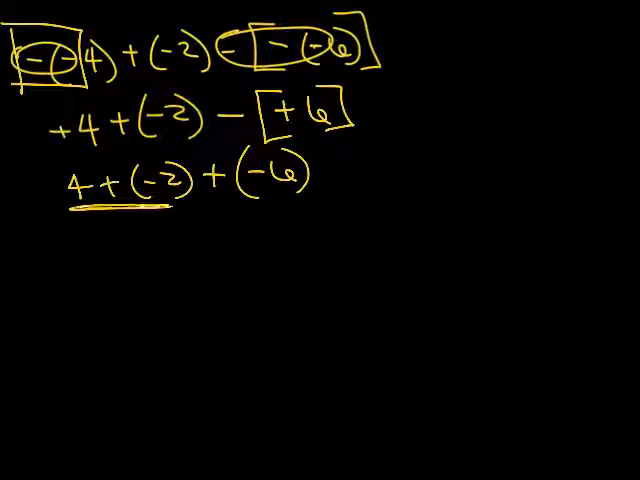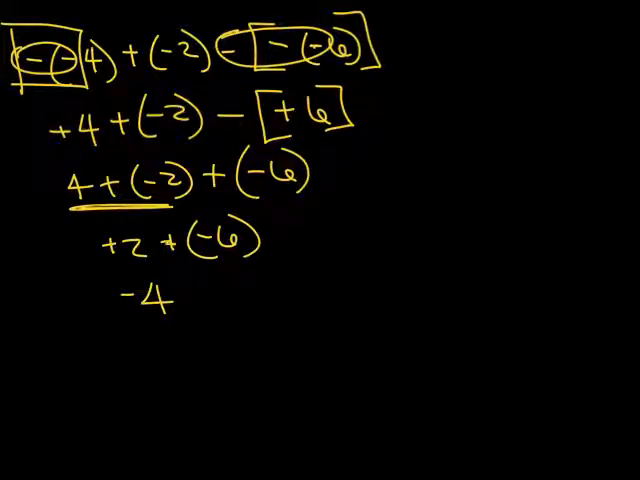So then we look at these two. Signs are different. Take the difference between 4 and 2 and you get 2, and you put the sign of the largest number on there. And we also have plus negative 6. Take the difference between the two is 4, and you put the sign of the largest one on there and you get negative 4.